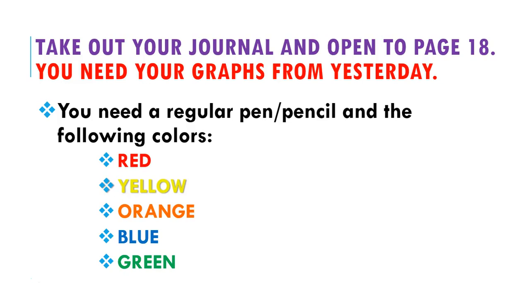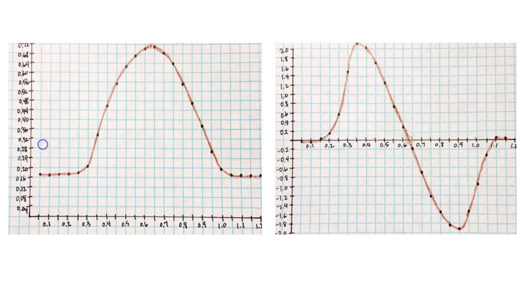If you have your graphs done, you need your journal out, open to page 18 and 19, and you're also going to need some colored pens or pencils. You need red, yellow, orange, blue, and green. Now blue and green specifically are going to be used to do some shading, so pencils are better for that, or even crayons if you've got those. So let's look at our graphs here.